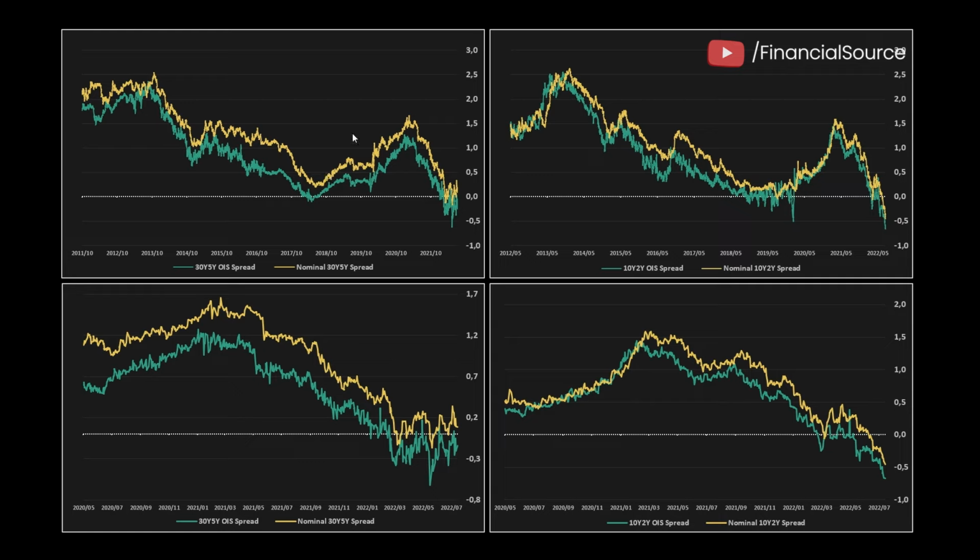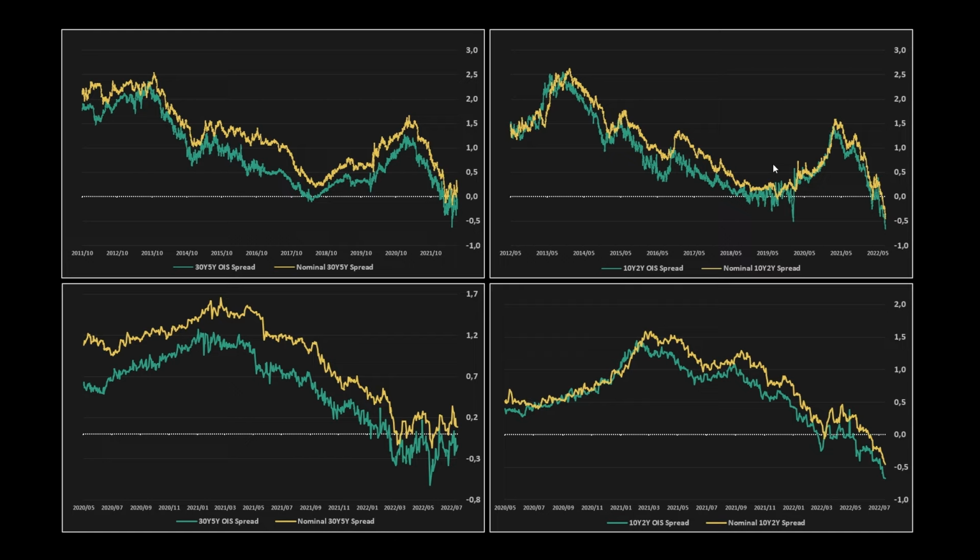The first one is that you don't just look at one part. You don't just look at one inversion. You look at the 2s10s as well. So you don't look at the 5s30s in isolation. We also look at the 10s or the 2s10s as well. So if you look at the 2s10s, that already gave us a very similar picture compared to what we had with the 5s30s, even though the nominals never inverted.